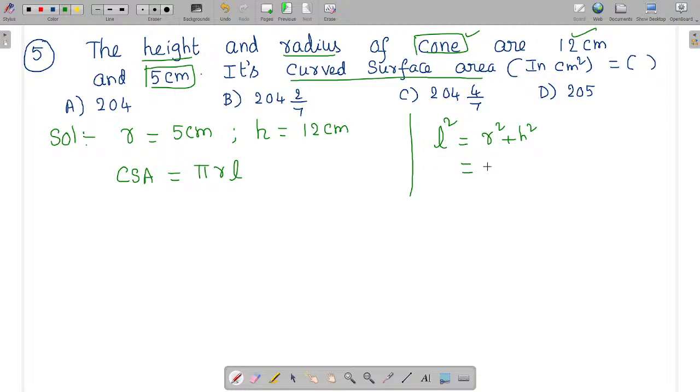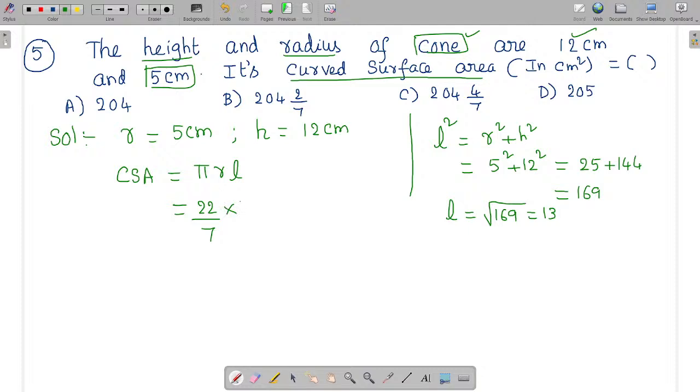So r square is 5 square, h square is 12 square. Actually 5, 12 are one of the Pythagorean triplets, so obviously you will get 13. Don't worry: 5 square is 25, 12 square is 144, so we have 169. So L, the slant height, is the square root of 169, that is 13. The L value is 13, so let us substitute. Pi is 22/7, radius is 5, and L is 13. So now we need to multiply.